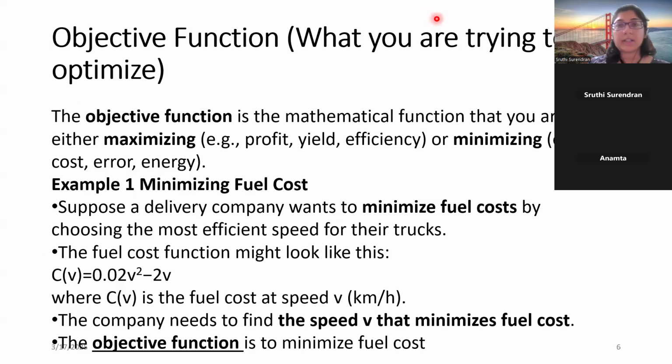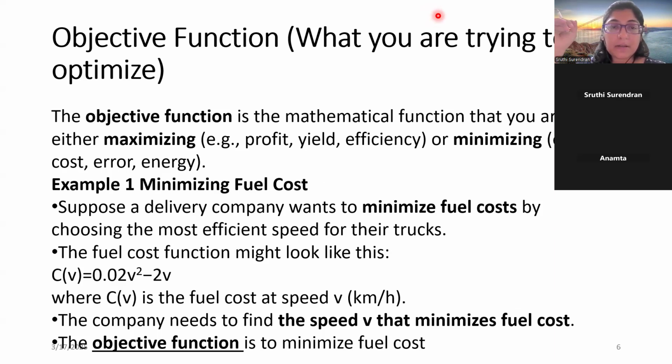So objective function is what we are trying to optimize, what we are trying to maximize or minimize. Basically, it is a mathematical function that we either maximize or minimize. Like in case of profit, we maximize. In case of some cost or error, we minimize.